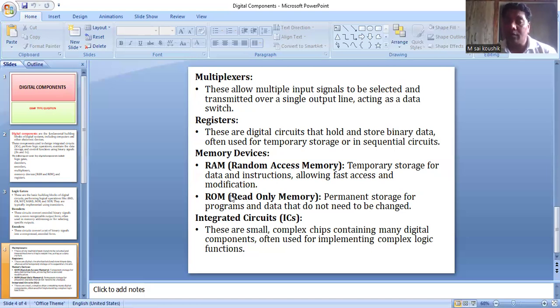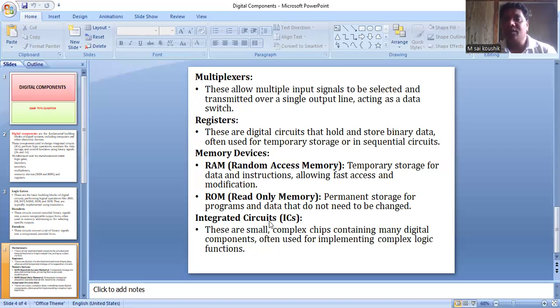And ROM is called read-only memory. It is called what? Permanent storage for programs and data that do not need to be changed. Once you store, we can't change. It's clear now?